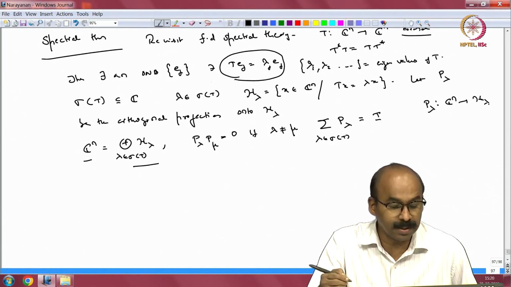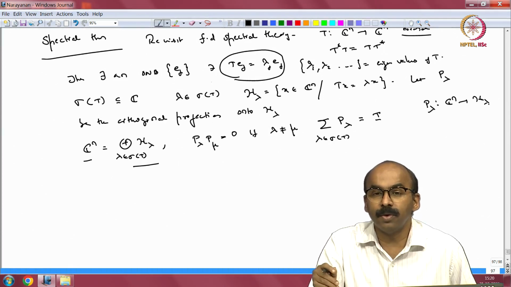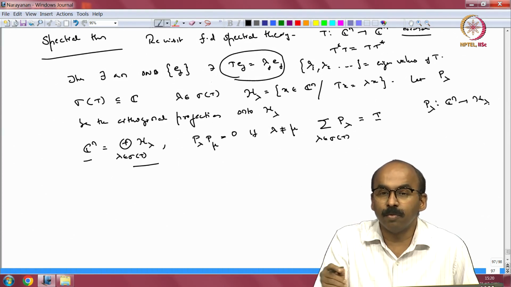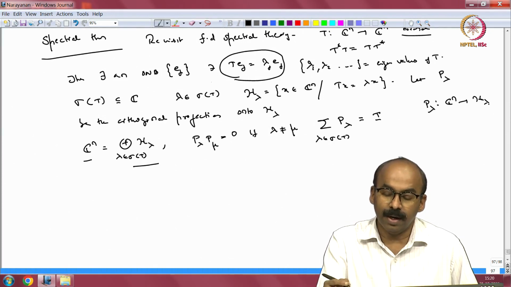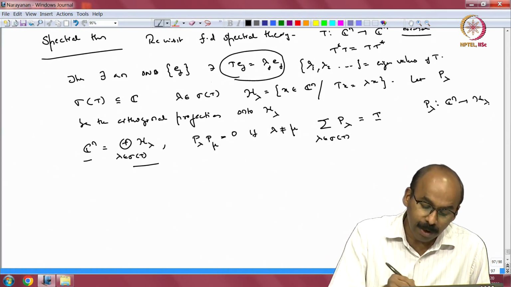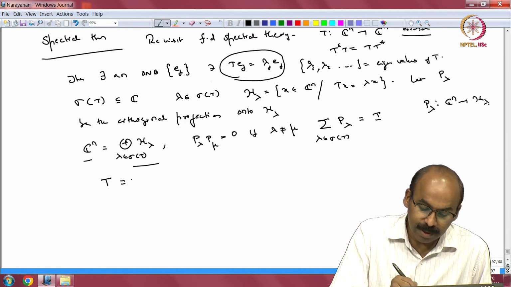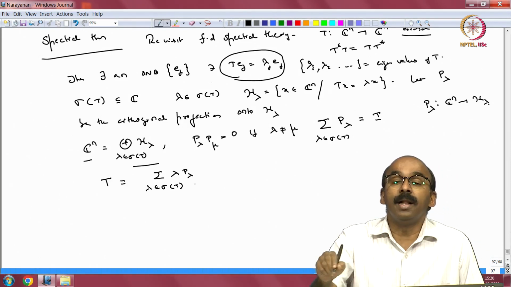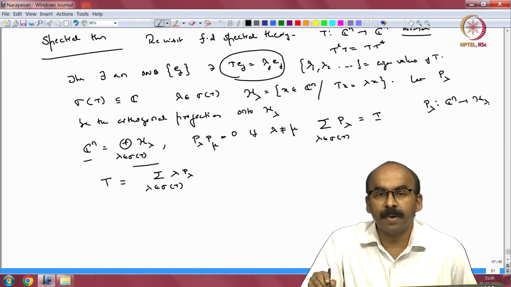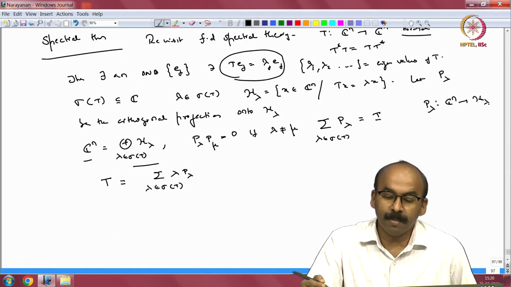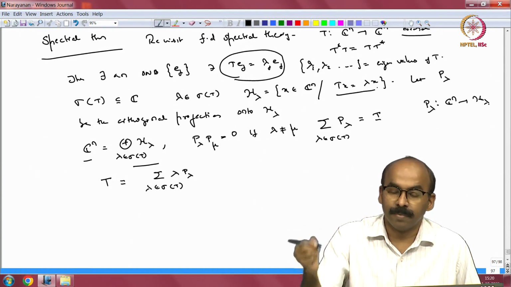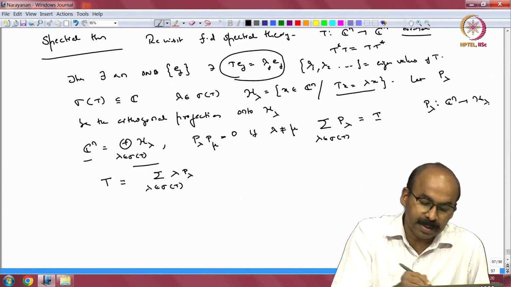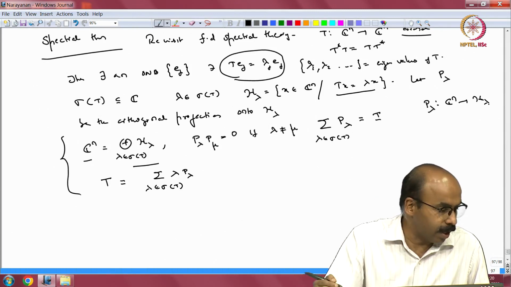Any z in Cn can be split into these pieces in the H lambdas, and if you put them together you will get your z, right. And more importantly, the operator T is simply the sum of lambda P lambda, where lambda is in the spectrum of T, right. So, P lambda will take everything to the eigenspace H lambda, and on H lambda T acts like multiplication by lambda, right, that is simple. Okay. So, this is what the spectral theorem says. This is what you can keep in mind.